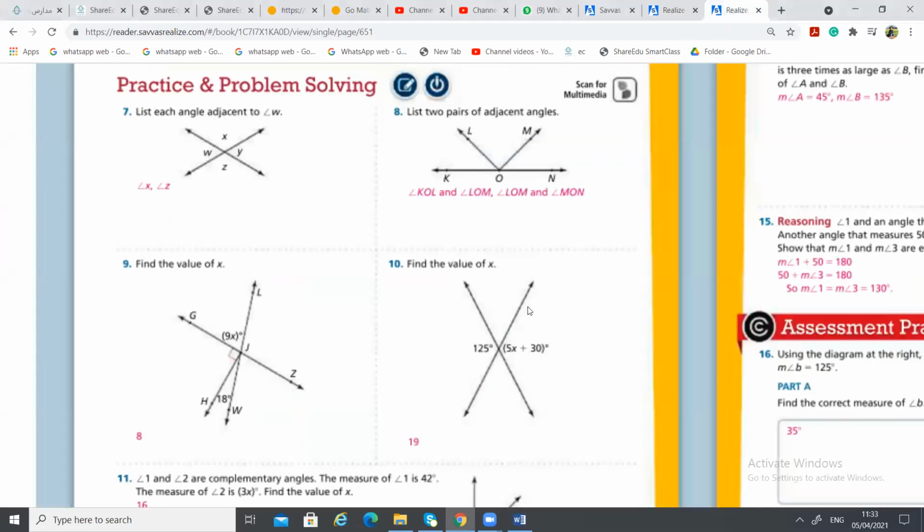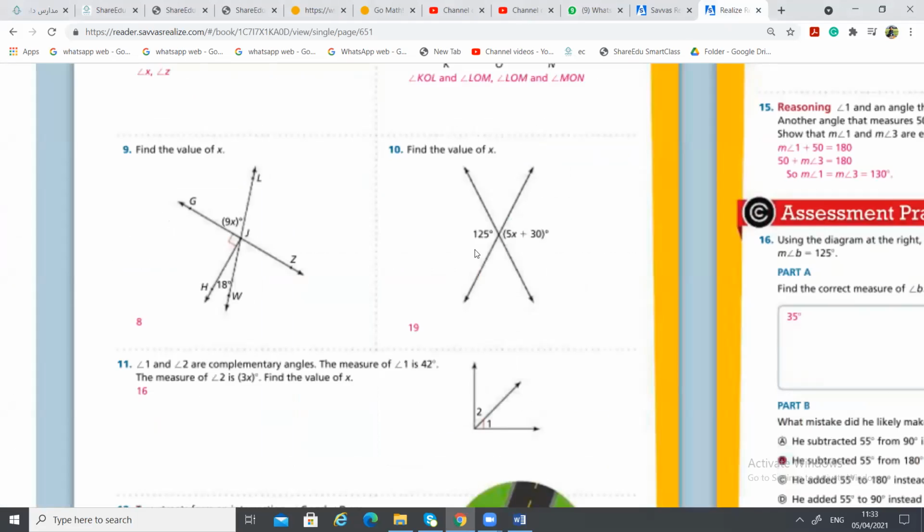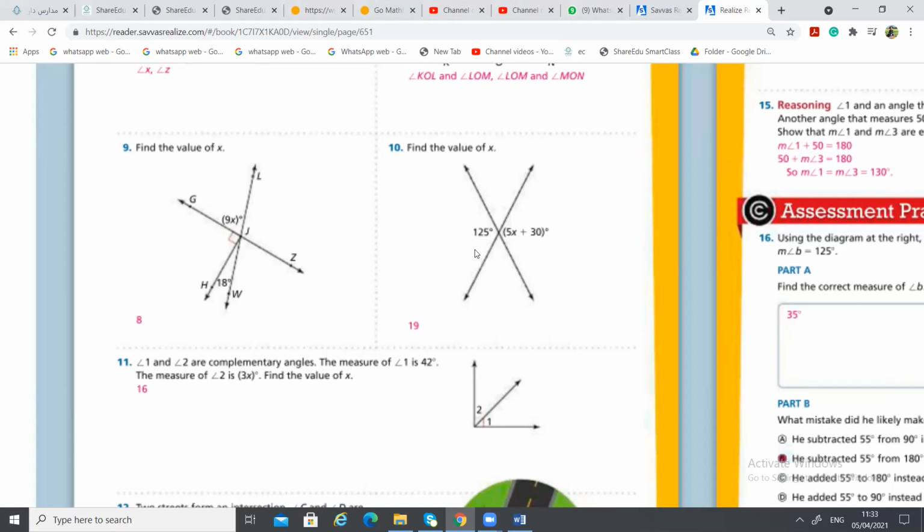Now, girls, here. Did you finish writing 10? Did you finish writing 10, everyone? Yes. Okay. Now, please, I'll give you some time.